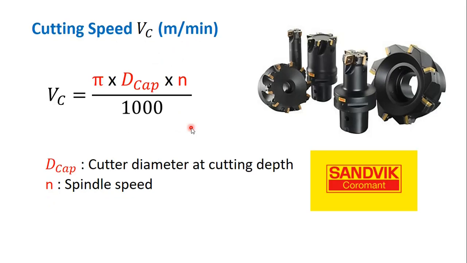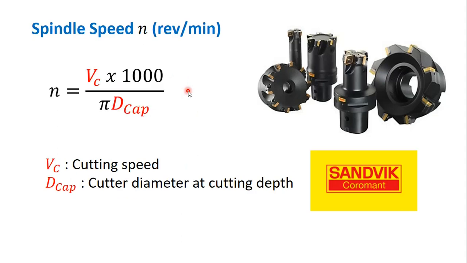Next is cutting speed. So cutting speed is given by pi Dc into n by 1000. So D is nothing but the cutter diameter at the cutting depth, and n is the speed of the spindle. Similarly, if you know the cutting speed, you can calculate the spindle speed using this formula, that is Vc into 1000 divided by pi D. This is the same as the earlier one, just rearranged. This will give spindle speed in revolutions per minute, that is nothing but rpm.